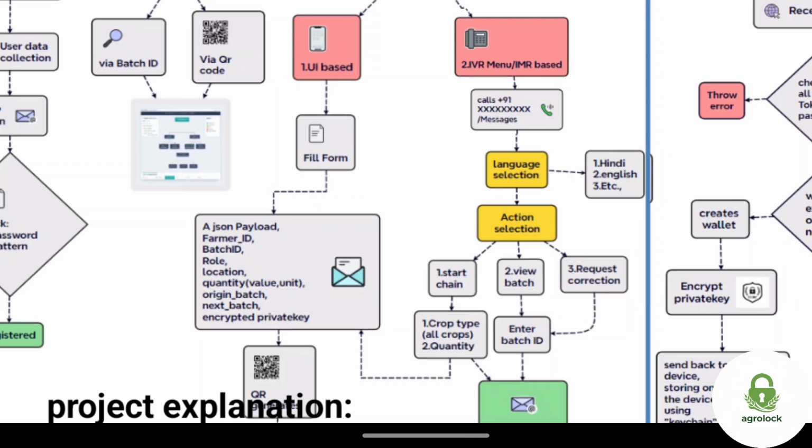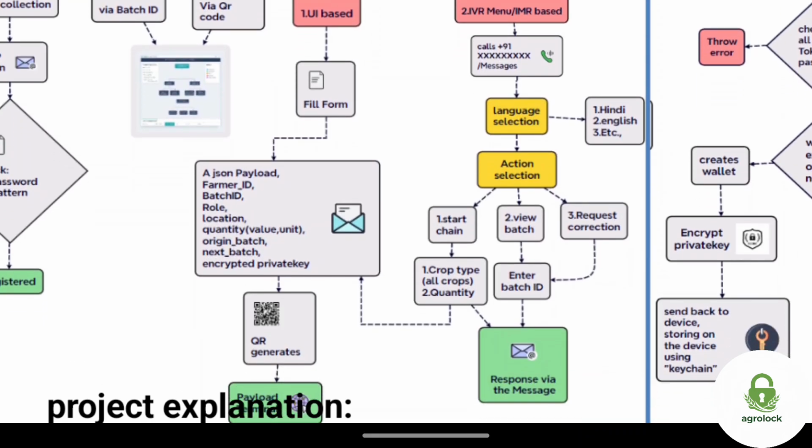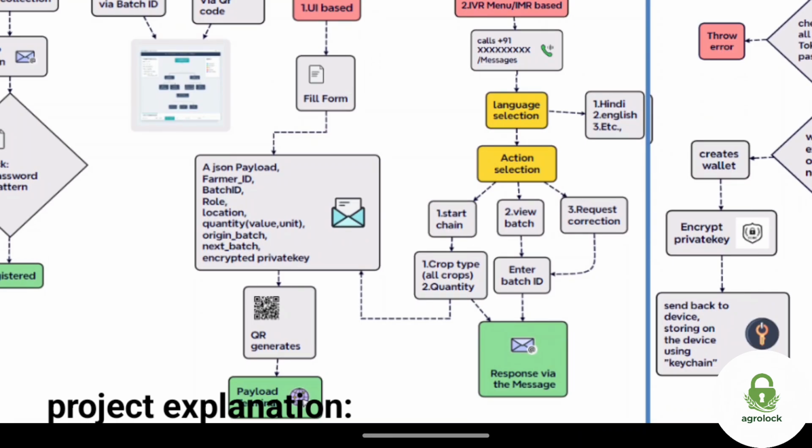In the start chain, we are given the crop types and quantities of the crop. Then the data will be transferred to the JSON payload, generated as a QR code, and sent to the payload terminal. In the second option, view batch, we can view the batch of the produce by entering the batch ID.